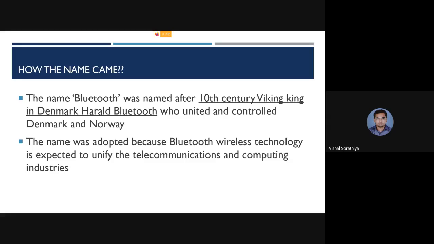What is the Bluetooth name and how did it come about? We will start with a little bit of history. The name Bluetooth was taken from a 10th century Viking king in Denmark, Harald Bluetooth, who united and controlled Denmark and Norway. This name was adopted because Bluetooth wireless technology is expected to unify the telecommunication and computing industries. So that name comes from one of the kings. That might be surprising, but yes, it is true.